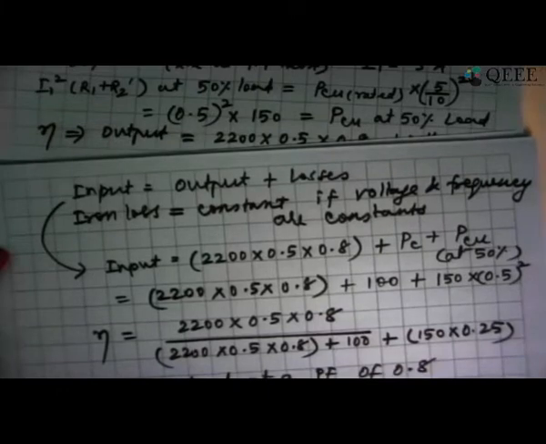So what we can say is, if you calculate the efficiency at 100% load at unity power factor, and if you calculate the efficiency at 50% load at unity power factor, they will be different values, because the copper loss will come down, whereas the constant loss will remain the same.